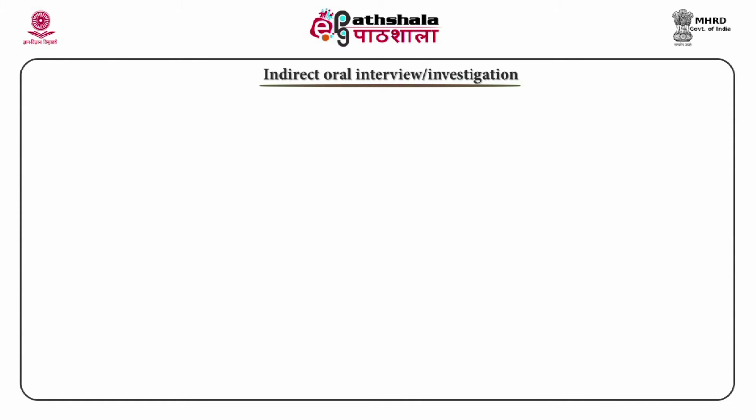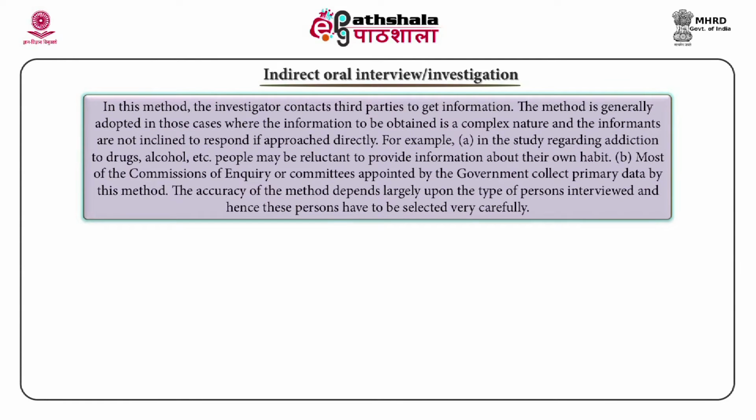Indirect oral interview. In this method, the investigator contacts third parties to get information. The method is generally adopted in those cases where the information to be obtained is of a complex nature and the informants are not inclined to respond if approached directly. For example, in a study regarding addiction to drugs, alcohol, etc., people may be reluctant to provide information about their own habit. Most of the commissions of inquiry or committees appointed by government collect primary data by this method.